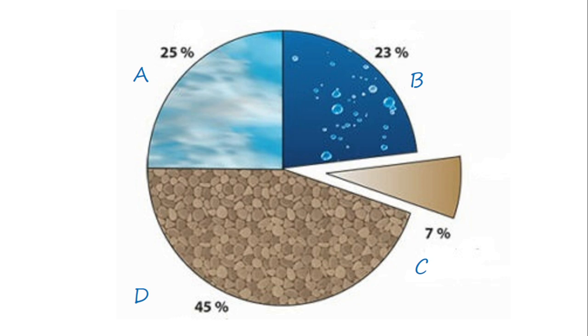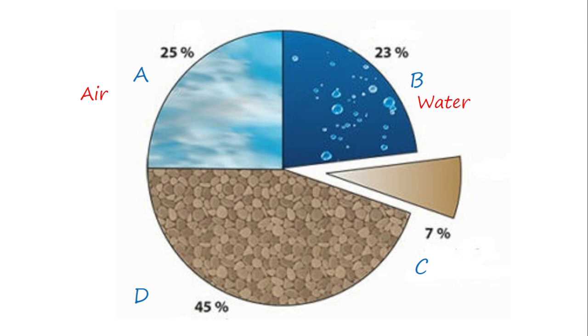So what do you think is component A? Yes, chat. So component A is simply air. So that is our first component of soil. So soil contains air, which is about 25%. Next, let's identify component B. Very good, chat. So component B is water. So we have water as our second component of soil.